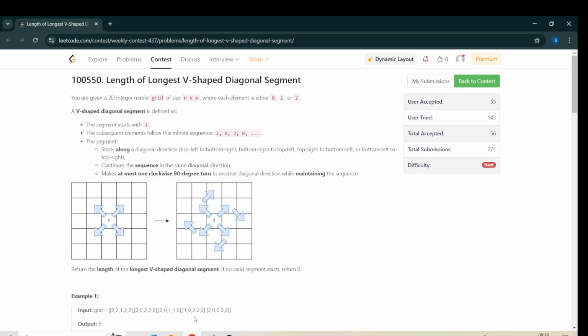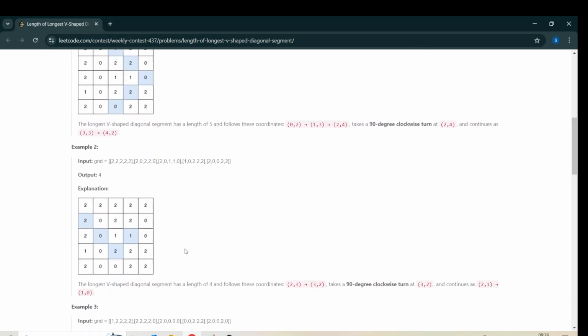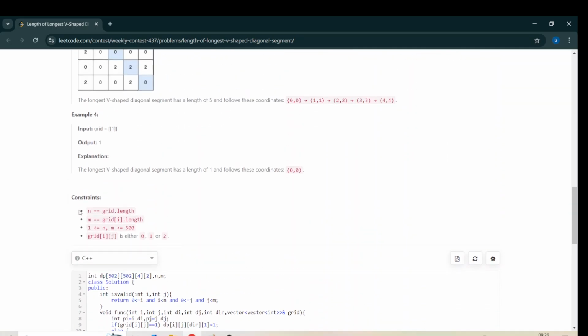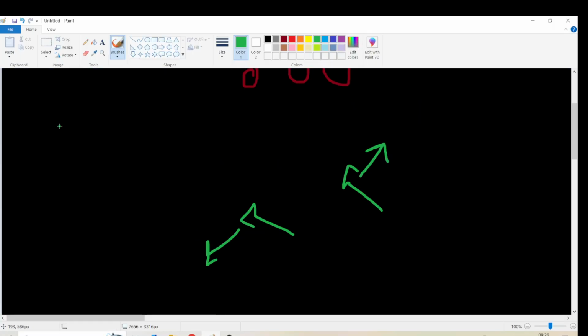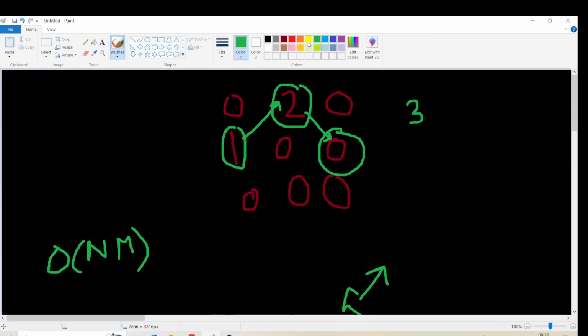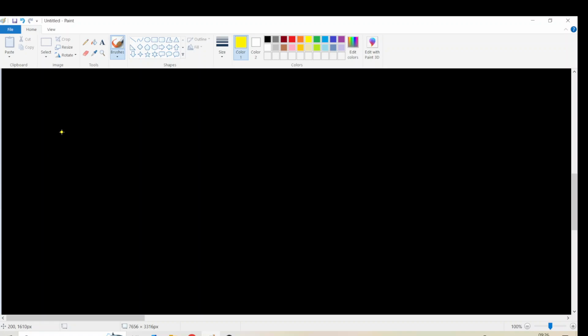Now let's jump to the solution approach. Let's take the n and m values as 500, so we have to solve this problem in around order of n times m. Now I will explain how I have solved this problem. So let's discuss the solution approach.